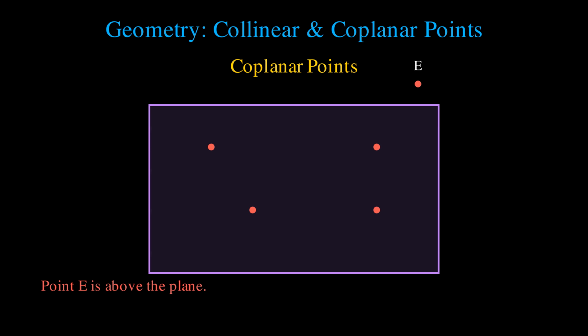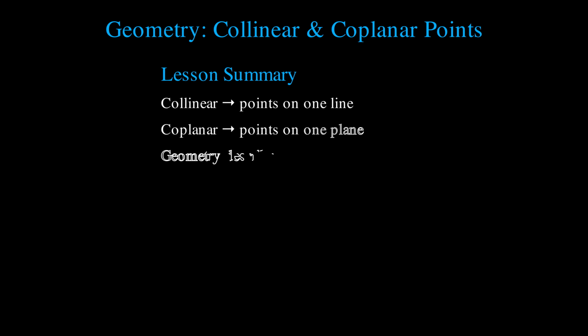Now look at this new point above the surface. This point is not on the plane. So now all the points together are not coplanar because one of them is off the flat surface. So remember, coplanar means same plane. Let's summarize everything. Collinear points are points that lie on the same line. Coplanar points are points that lie on the same plane.